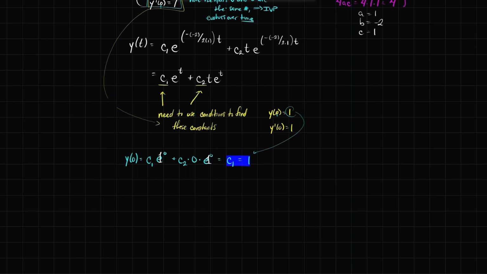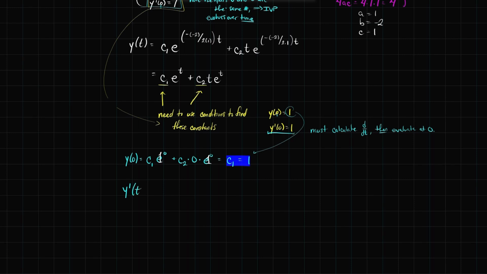I'm still missing c2. So when I have this y prime at 0 equals 1, I must calculate y prime first. I must calculate the derivative in time, then evaluate at 0. Because if I evaluate at 0 first and then take a derivative in time, I've evaluated myself into a constant, and then the time derivative will always be 0. That's not going to give me any information. So I need to take the time derivative first and then evaluate at 0.